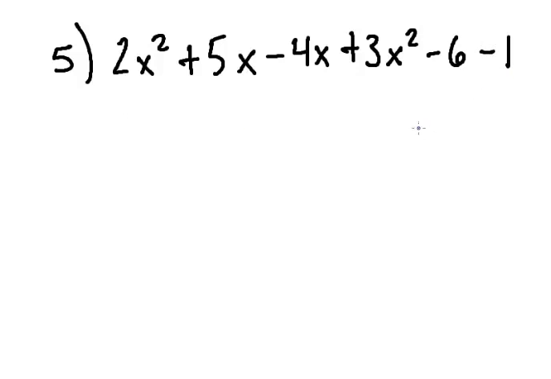Remember, we work only with like terms. Which are like terms in here? 2x squared and 3x squared. Those two share the same letter and the same exponent. So those two are like terms, so we're going to add them. 2x squared plus 3x squared is 5x squared.